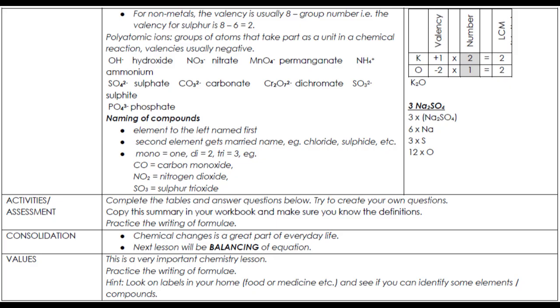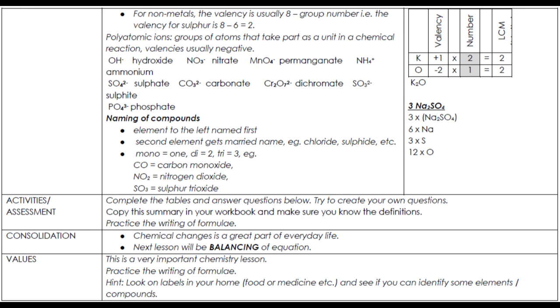For nonmetals, the valency is usually 8 minus the group number, i.e. the valency for sulfur is 8 minus 6 equals 2. Polyatomic ions, groups of atoms that take part as a unit in a chemical reaction, valencies usually negative. OH, hydroxide; NO3, nitrate; MnO4, permanganate; and NH4 plus, ammonium. SO4 2, sulfate; CO3 2, carbonate; Cr2O7 2, dichromate; SO3 2, sulfite; PO4 3, phosphate.